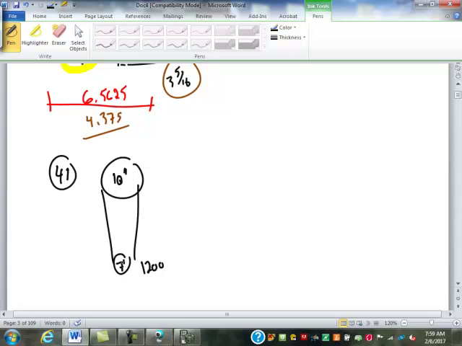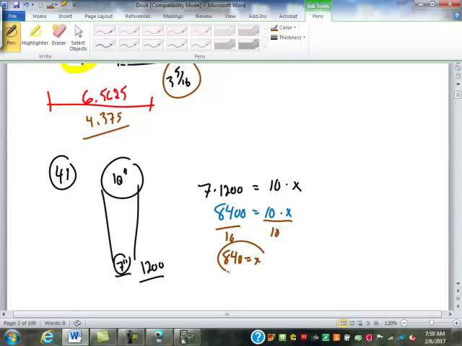Remember, this is inverse proportion. Pulley gets larger, the RPMs get smaller. So this is where we do 7 times 1200. Size times speed for one pulley equals the size times the speed for the other pulley. So 7 times 1200 is 8400 equals 10 times x, divided by 10 is 840. Any questions on 41?